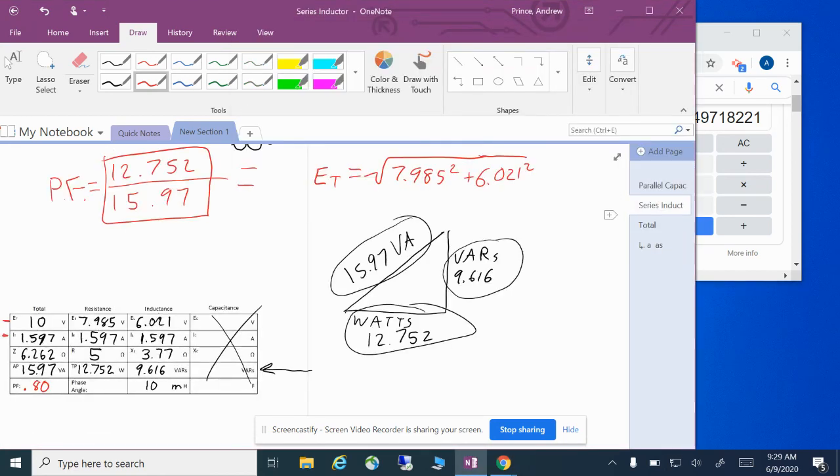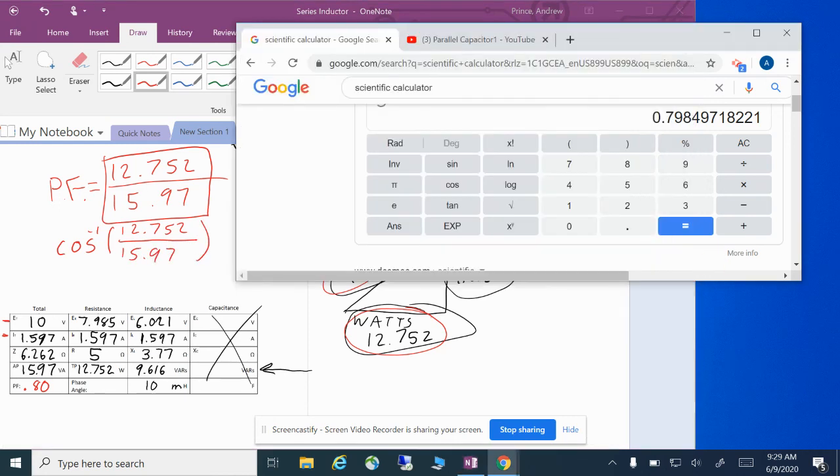So that's going to be, if we looked at our triangles, the adjacent divided by hypotenuse, which is going to be cosine. So cosine inverse of 12.752 divided by 15.97. And if we put that in, inverse cosine or arc cosine, 12.752 divided by 15.97, we're at 64.6 degrees.